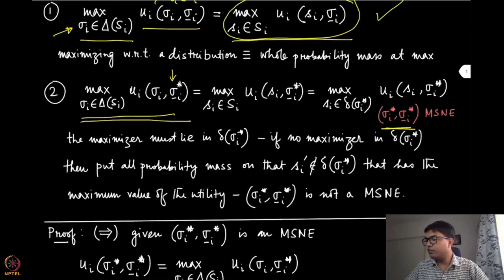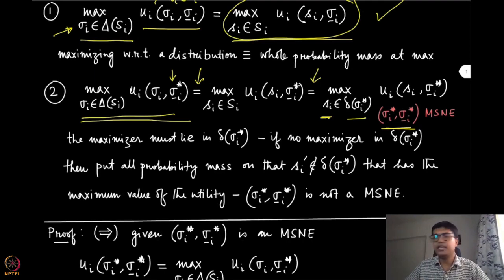Now we have already seen this equality to hold from the first observation. Now what we are going to argue is that this is equal to the maximum where you are looking at the strategies not on the whole set S_i, but just the support of sigma_i star. And why is that true? So suppose this is not true. Suppose this maxima is not coming from the support, but is living somewhere outside.